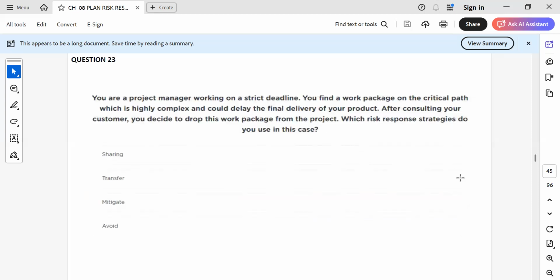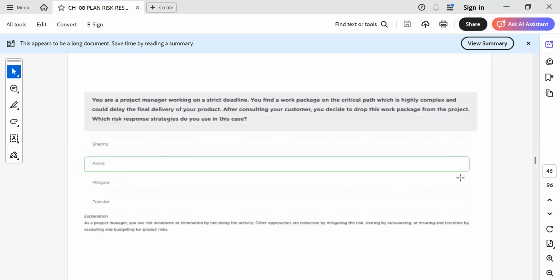Okay. You are a project manager working on a strict deadline. You find a work package on the critical path, which is highly complex and could delay the final delivery of your product. After consulting your customer, you decide to drop this work package from the project, so it is avoiding, no, sir? It's avoiding.